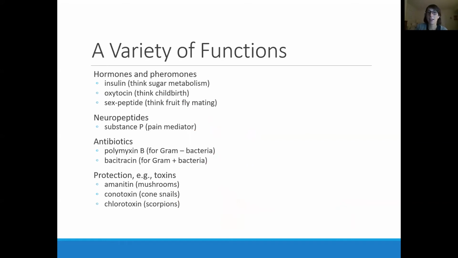Amino acids have a variety of functions. They can be things like hormones and pheromones. So for example, a very classic one is insulin. Insulin is a signaling molecule. That's what a hormone is. And specifically, it is a signaling molecule that is a short sequence of amino acids, and so it is a peptide. Oxytocin is also a peptide, a short sequence of amino acids, and is used as a hormone.